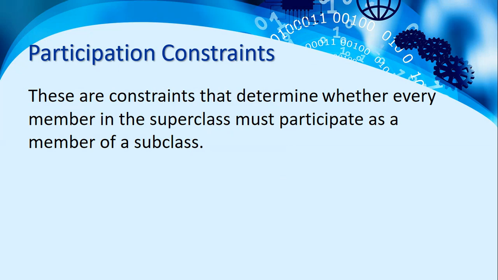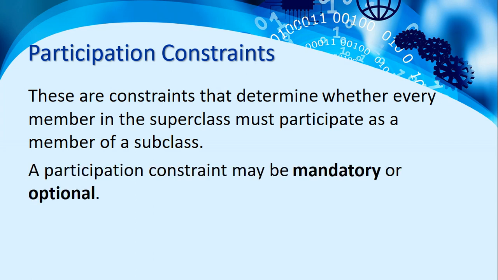Okay, so next we have the participation constraints. When we say participation constraints, these are constraints that determine whether each member of a superclass must participate as a member of a subclass. A participation constraint may be mandatory or optional. So take note of these keywords: mandatory, optional. We will be using these two. Anyway, we have examples to illustrate this definition.